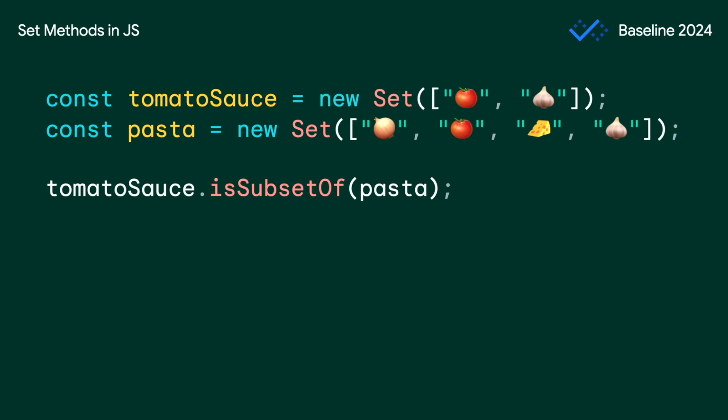There's something like isSubsetOf. So if I have a tomato sauce set and a pasta set, and I ask the mathematical function, is tomato sauce a subset of pasta, then it returns true. So there's a whole bunch, not just two, of mathematical methods that are really handy if you're dealing with data sets.